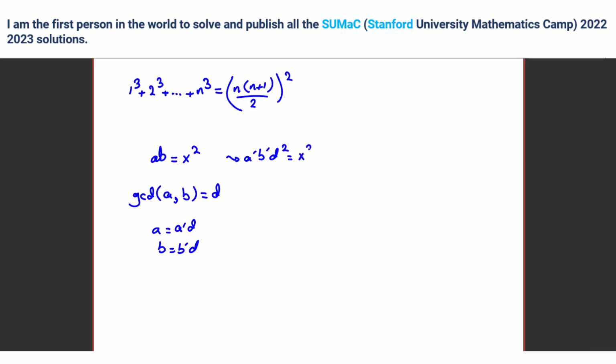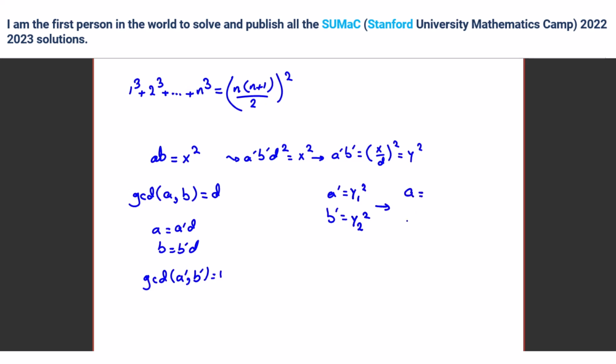This one is x squared. So x is a multiple of D, so we can conclude A prime B prime is x over D, or y, squared. The GCD of A prime and B prime is 1. Because they're relatively prime and the product is y squared, A prime and B prime are perfect squares, y1 squared and y2 squared. Now A is y1 squared D, and B is y2 squared D. So they are GCD times a perfect square, right?